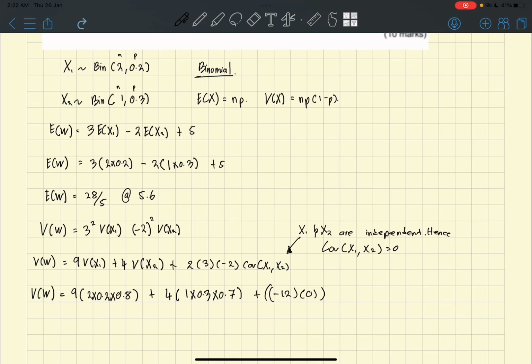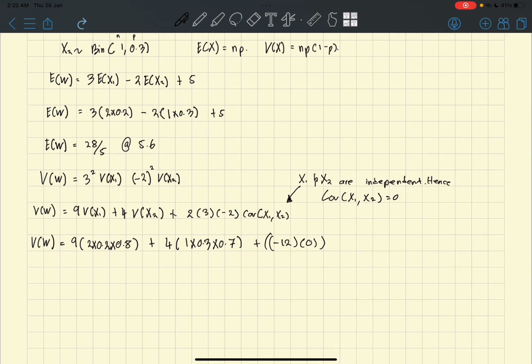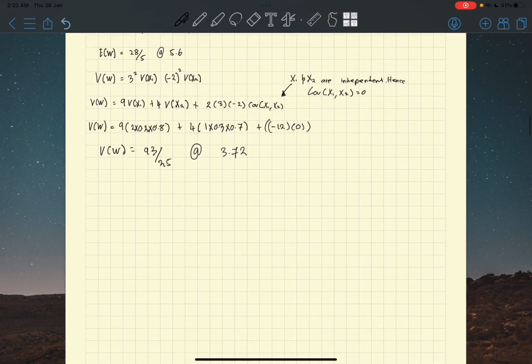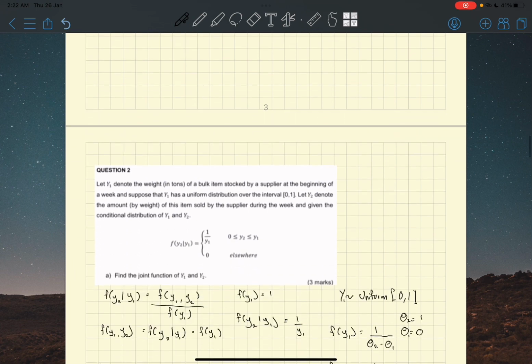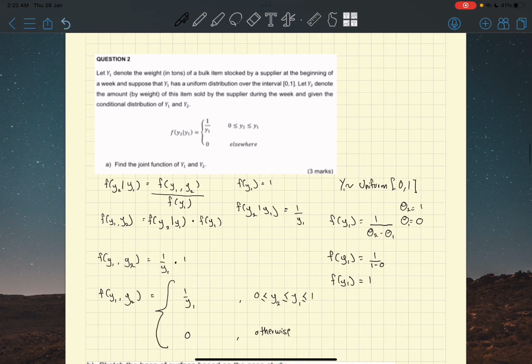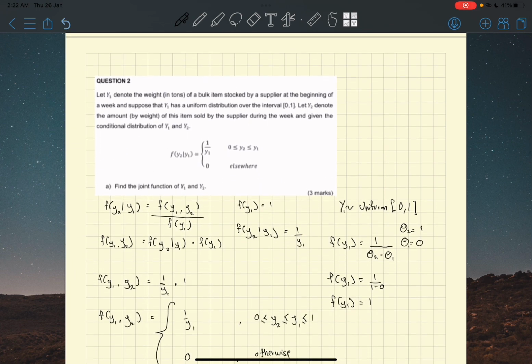And we put the values in that formula, and the variance of W will be 93 over 25, or in decimal it will be 3.72. Okay, that's all for me for question number 1. So we move to question number 2, and I will pass the button to Muhammad Irsyad, my partner, to explain more about how to answer question 2. That's all for me. Thank you.